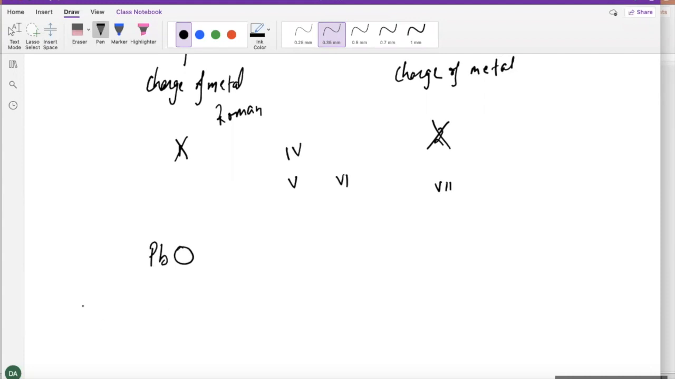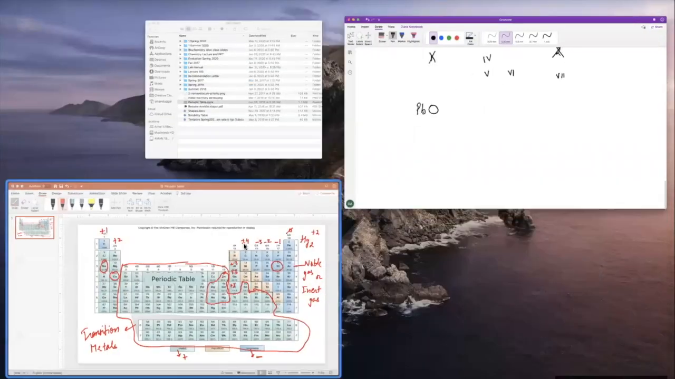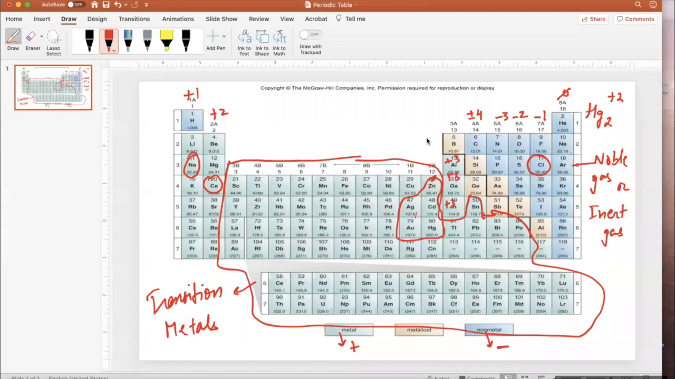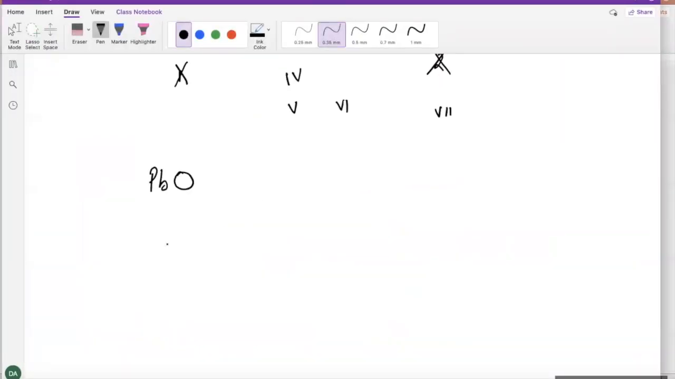So PbO, guys, is Pb. What does Pb stand for? So Pb is sitting right here. Pb is lead, and O we know is oxygen. So guys, PbO, this guy is going to be lead. Now guys, tell me, do I need a parentheses here or no parentheses? So first of all, you ask yourself, what kind of compound is this? This is an ionic compound because it's made up of a metal and a non-metal.